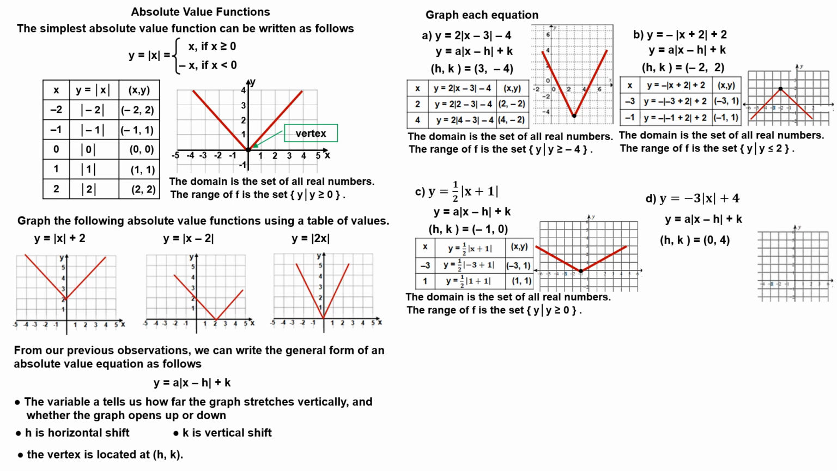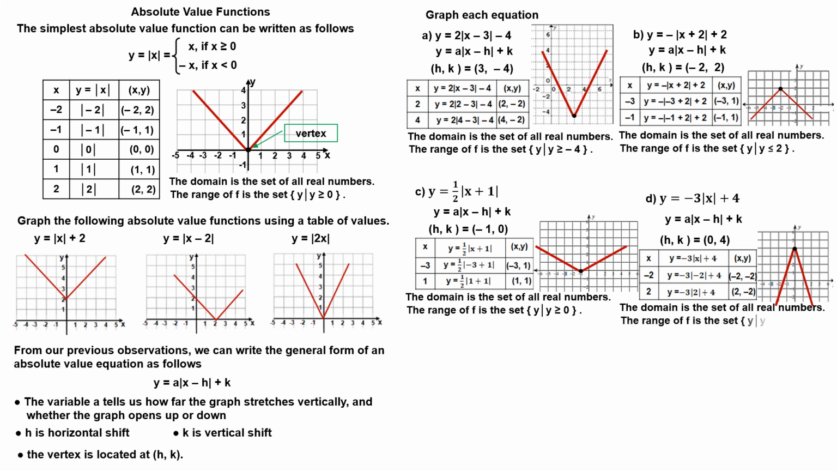Now we take an x value to the left of the vertex and an x value to the right of the vertex to make a table. Let's plot these 2 points and draw the lines. The domain is the set of all real numbers. The range of f is the set of y such that y is less than or equal to 4.